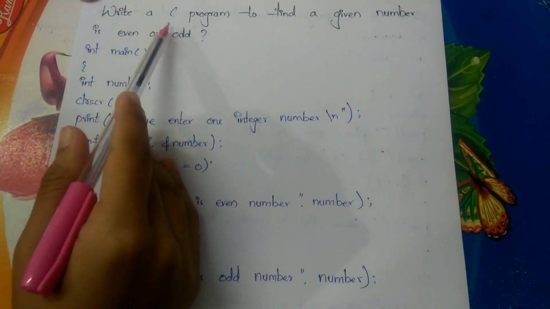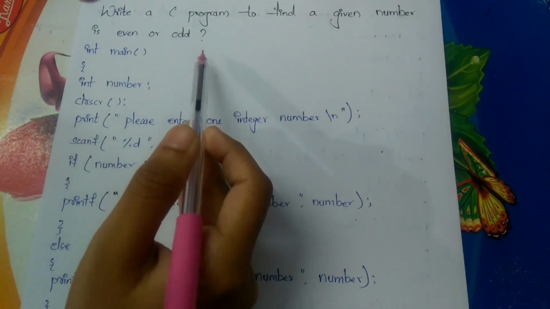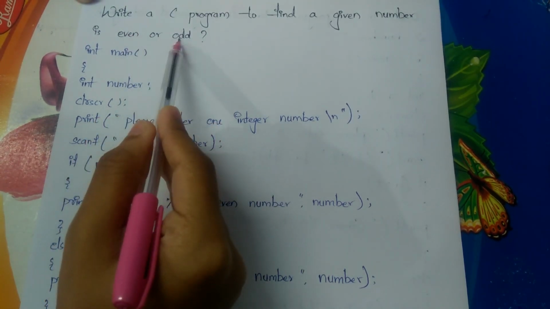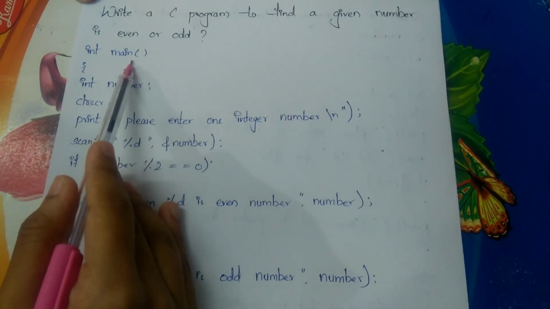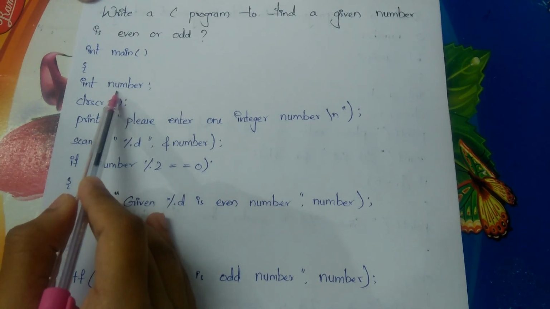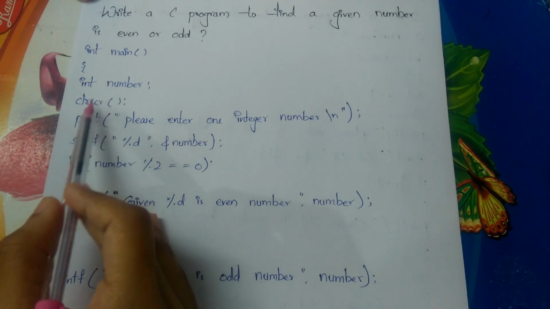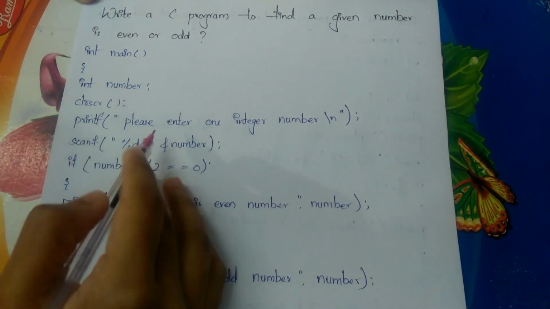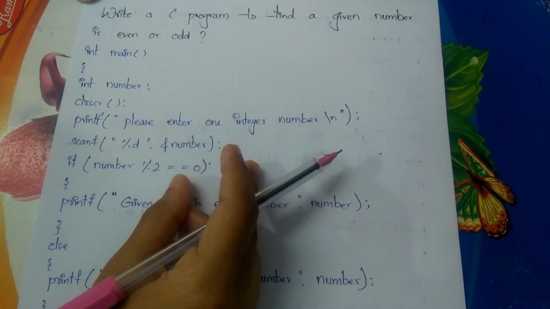Now the next program: write a C program to find whether a given number is even or odd. From the console we have to give one number and print whether it is an even or odd number. First we include the header file, then it starts with the main function. I am declaring one variable, number, as an integer data type. Now clear screen, then printf: please enter one integer number. This statement will be printed onto the output screen.